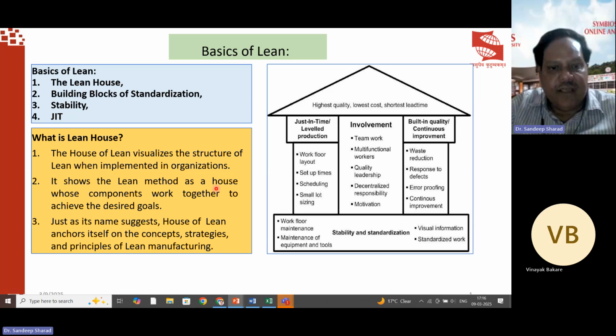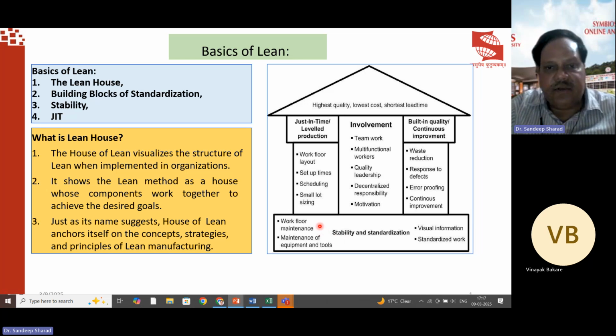It shows that the lean method is a house whose components work together to achieve the desired goals. Just as the name suggests, the House of Lean anchors itself on the concept, strategy, and principles of lean manufacturing. So sustainability, stability, and standardization are the base as far as the basics of the lean house are concerned. Workflow, maintenance of equipment and tools, visual information, and standardized work practices are the foremost aspects of the foundation of lean.